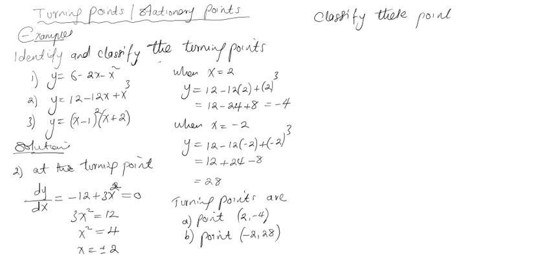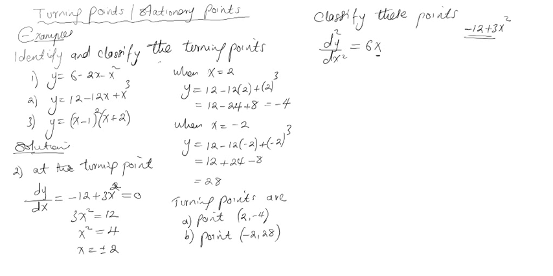So to classify, we said we must look at the second derivative. The first derivative we have seen is negative 12 plus 3x squared. That's our first derivative. So if you differentiate this a second time, what do we get? We get 6x. So we cannot tell whether it's greater than, less than, or equal to 0 if we do not supply a value for x.